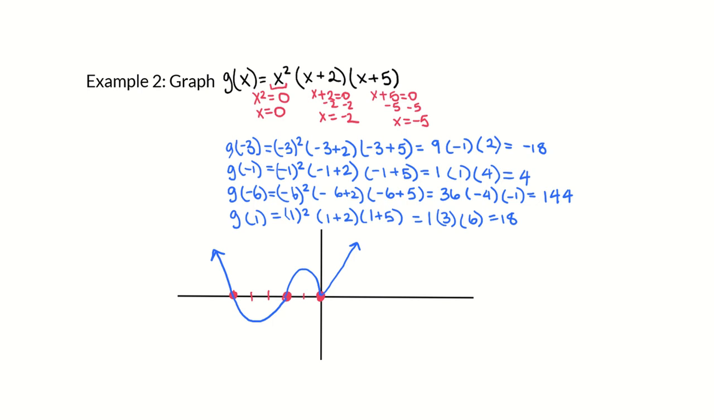What this creates in the graph is a tangent point, or a point that is tangent to the x-axis, where that x-intercept is a vertex or a valley on the graph.